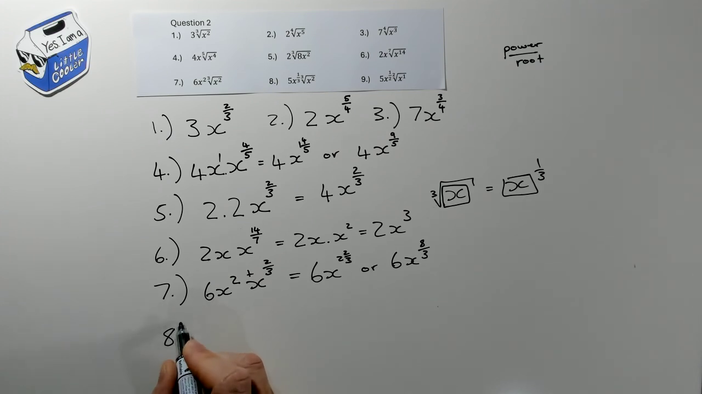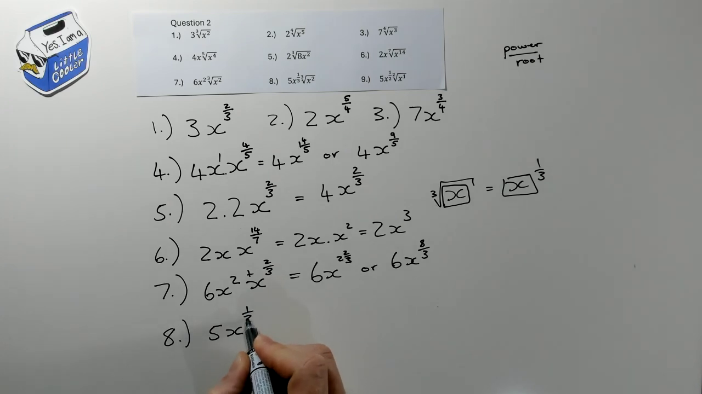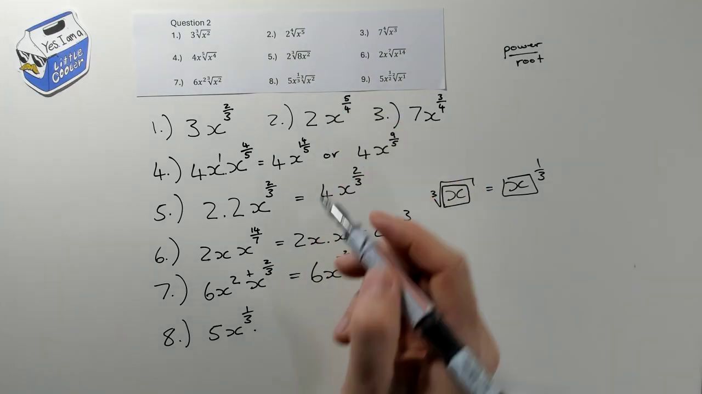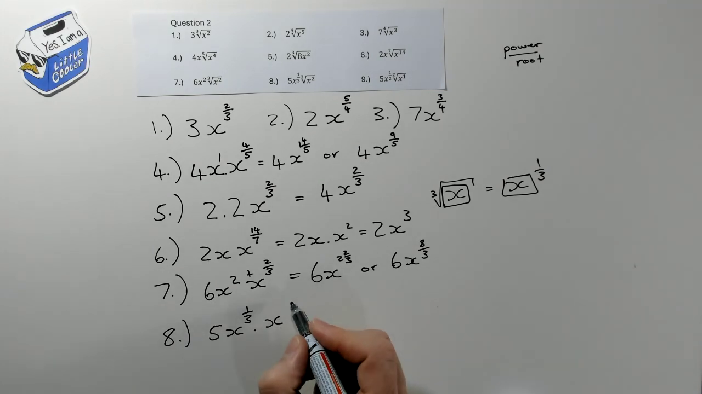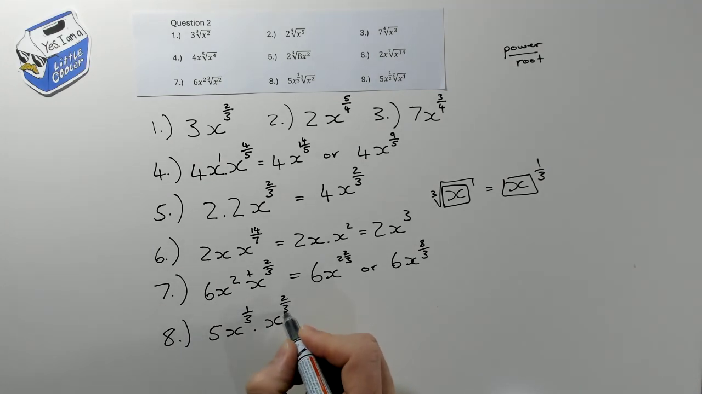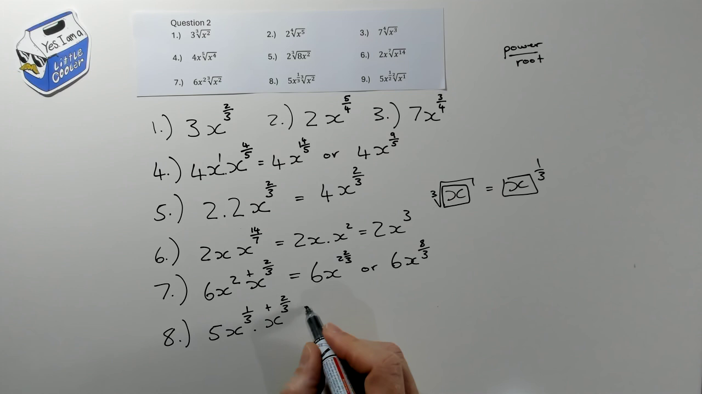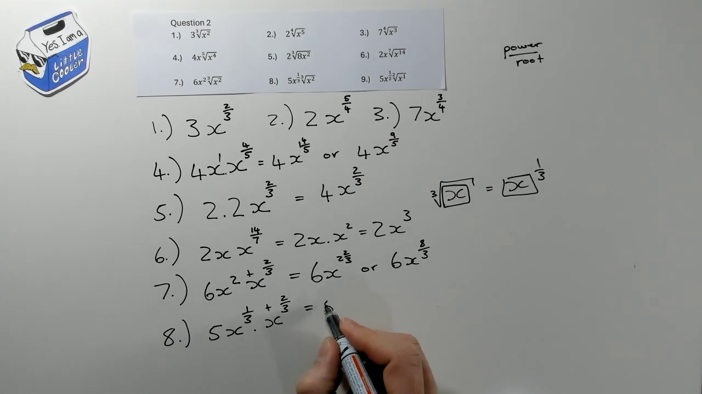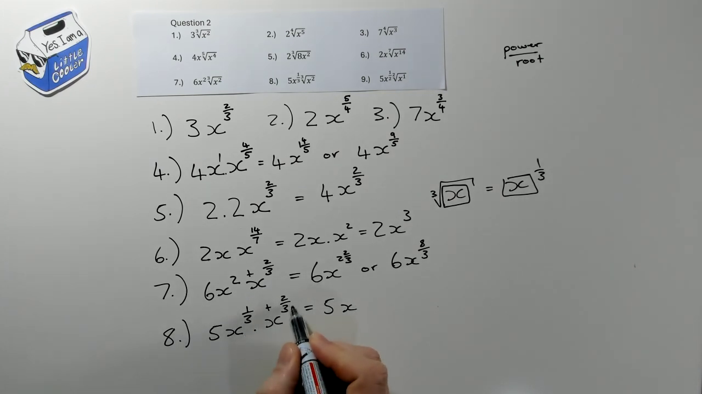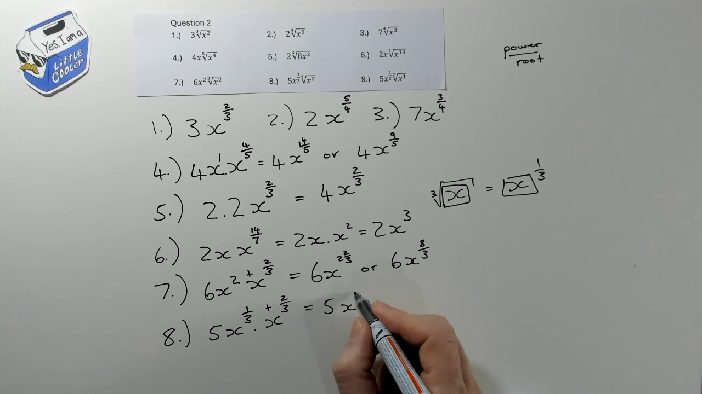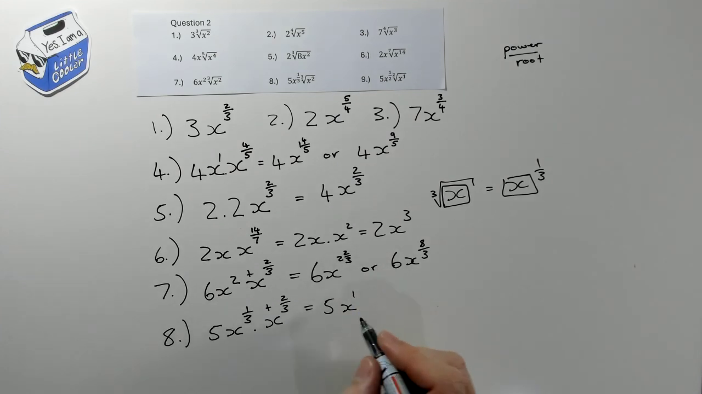I still have room for 8 here. So I have 5x to the power of a third, and then that x becomes power over root, which is 2 over 3, and now I have an addition sum, so I have 5x to the a third plus 2/3, which is going to give me 3/3, or just 1. I don't have to write the 1, but yeah, that's it.